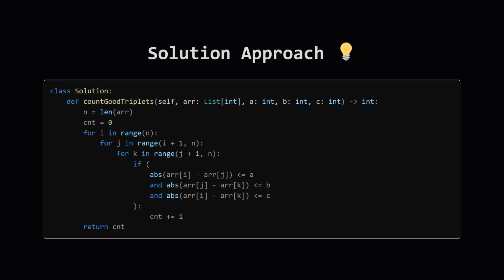This one's pretty straightforward. Since the constraints are small, array length up to 100, we can just use three nested loops. We iterate through all possible combinations of indices i, j, and k, making sure i is less than j, which is less than k. Inside the innermost loop, we check if the absolute differences between the elements at these indices meet the conditions given by a, b, and c. If they do, we increment our counter. It's a brute force approach, running in O(n^3) time, which is perfectly fine for the given constraints.